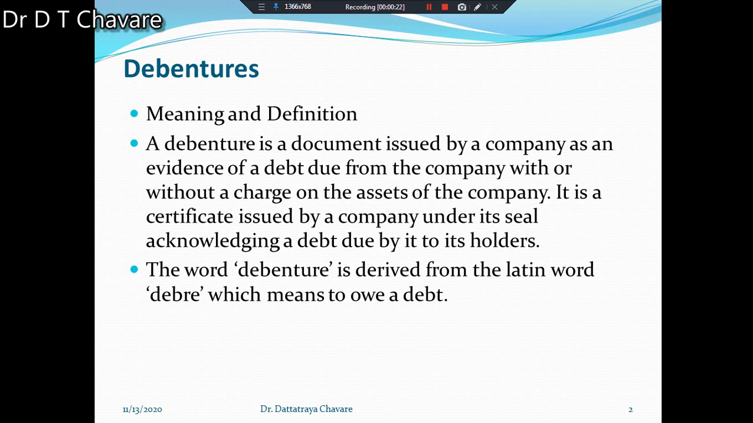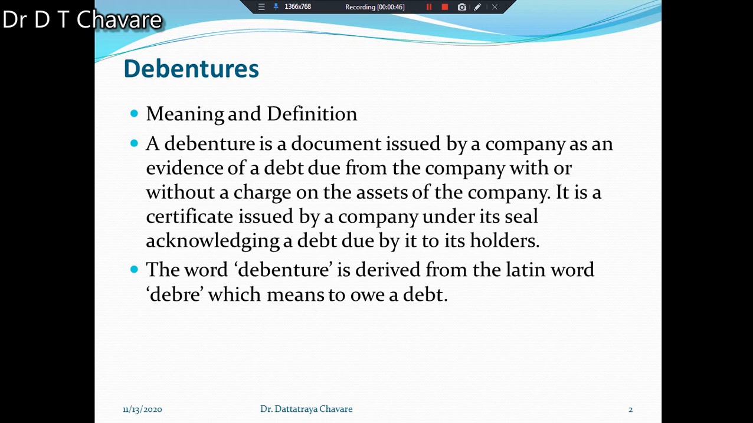A company may raise capital either by issue of shares or by issue of debentures. Debentures are the creditors of the company. Try to understand. It means that such debenture holders are creditors. Debenture holders are the creditors of the company.